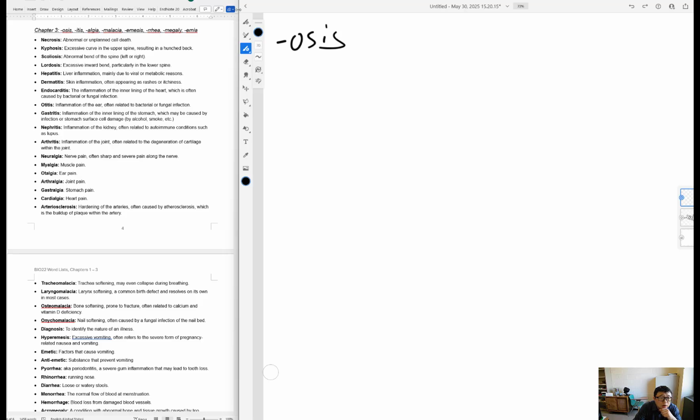OSIS. OSIS is more a neutral word. It is not necessarily good or bad. It means a condition or process. For example, we just mentioned before, osmosis. That's the special diffusion of the water.